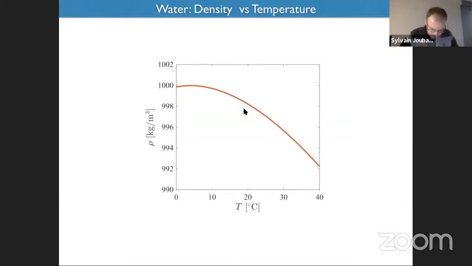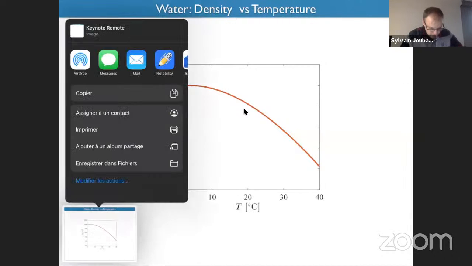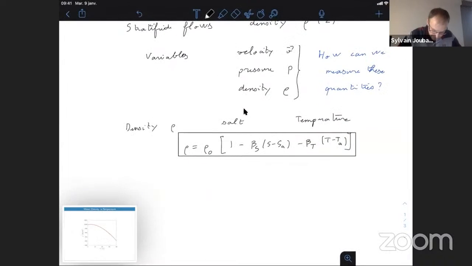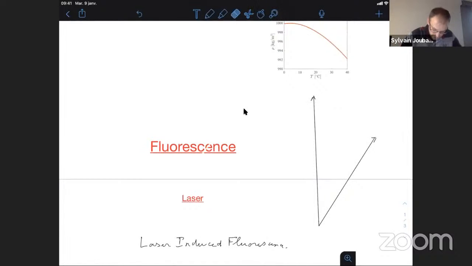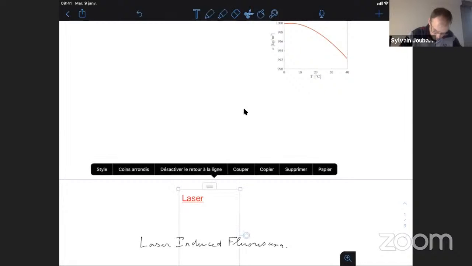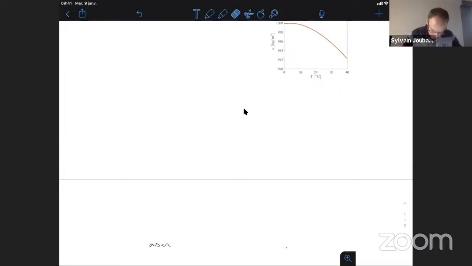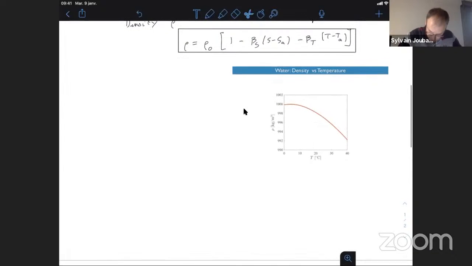Here is the density versus temperature. You can see that the density decreases with temperature except near 0 degrees. So that's β_T positive, sorry.